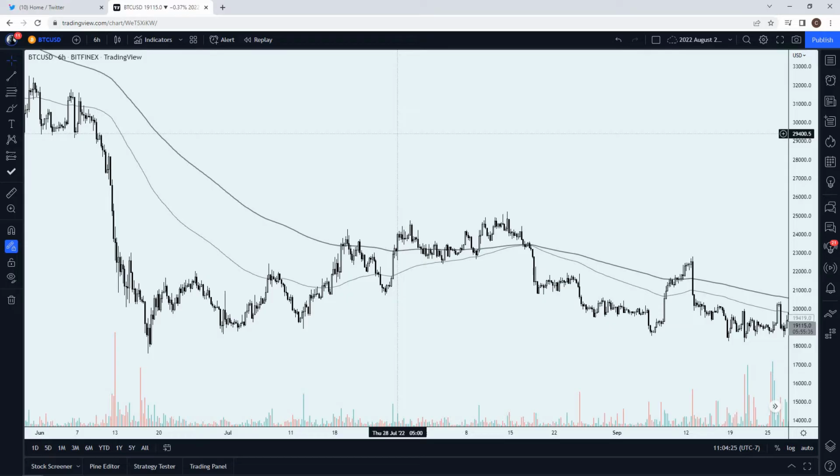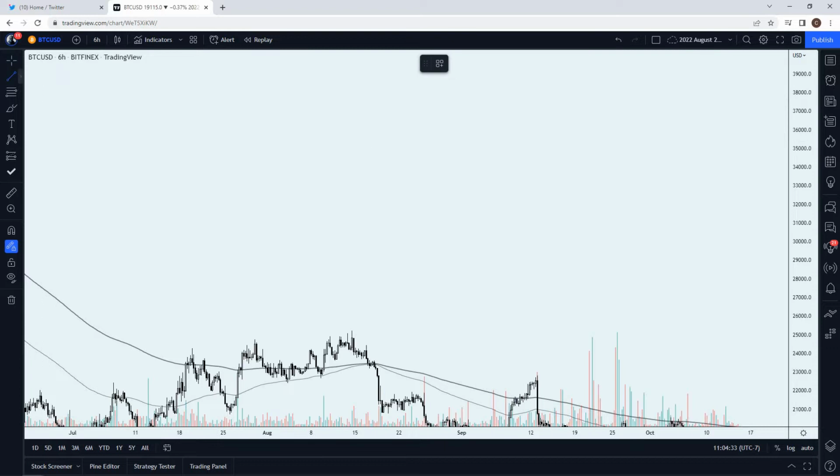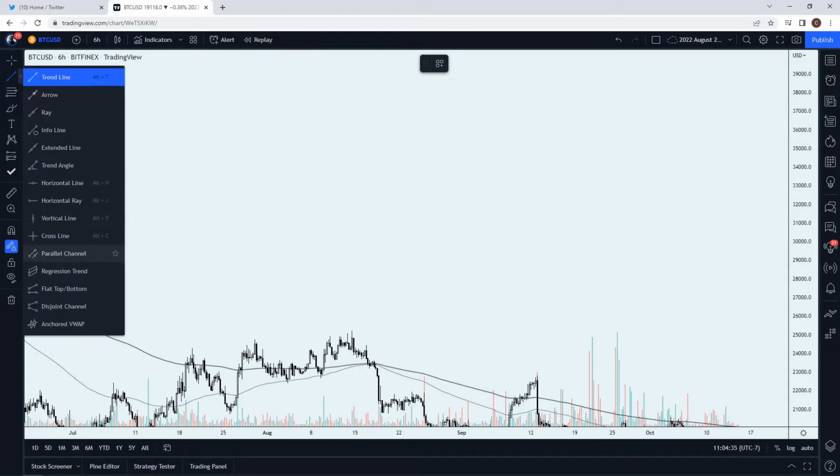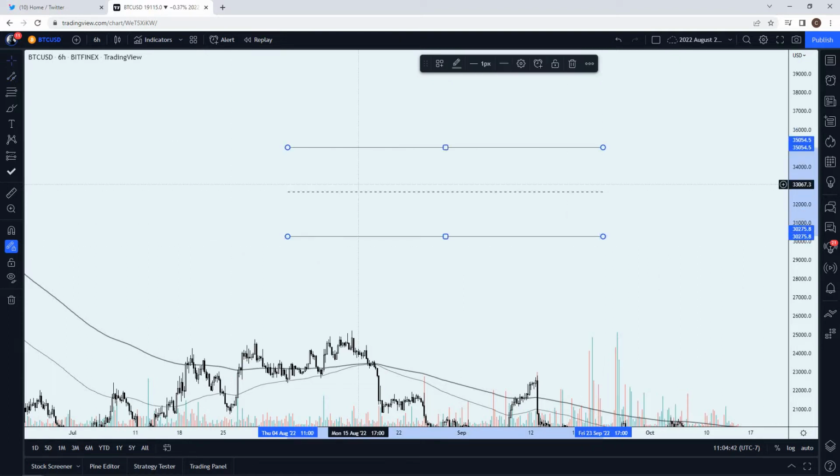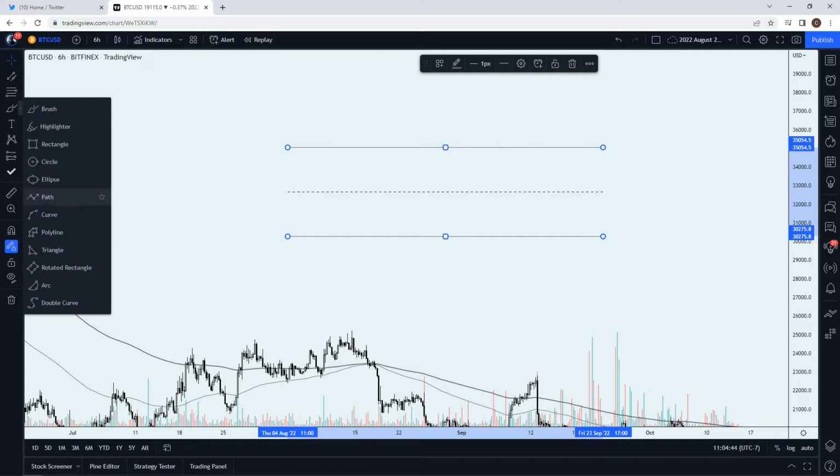All right, let's go. You can find ranges almost everywhere in price action. You just got to look closely and know how to identify them. So what am I looking for when I spot a range? I'm using my parallel channel tool here. You just draw out your range. You'll take it from a high to a low, or from a low to a high.